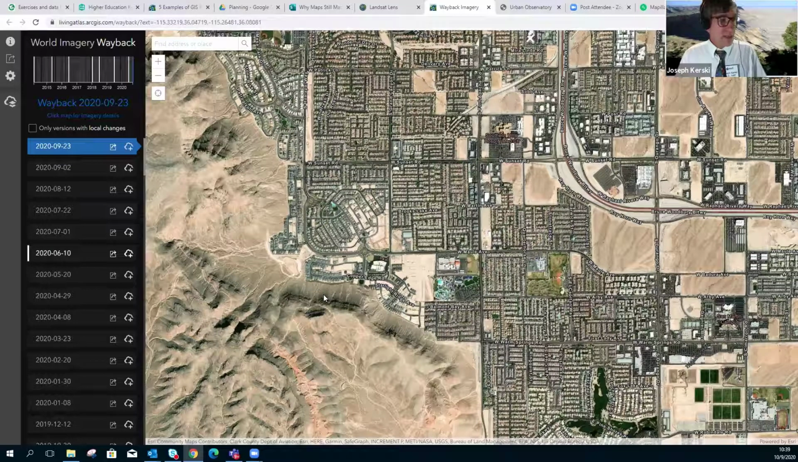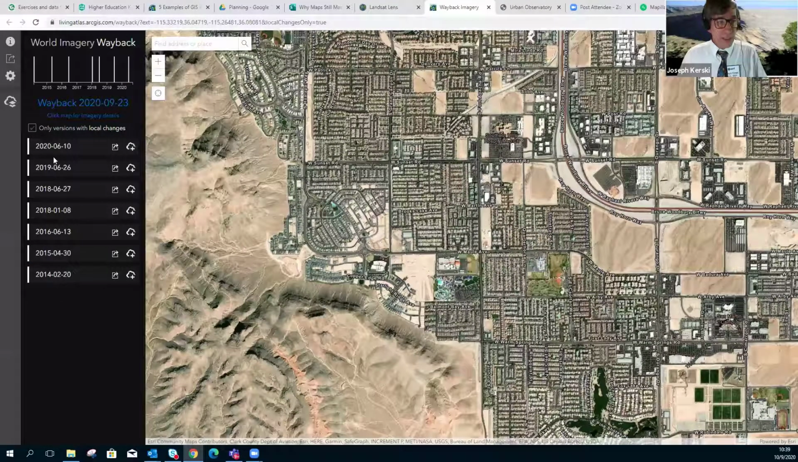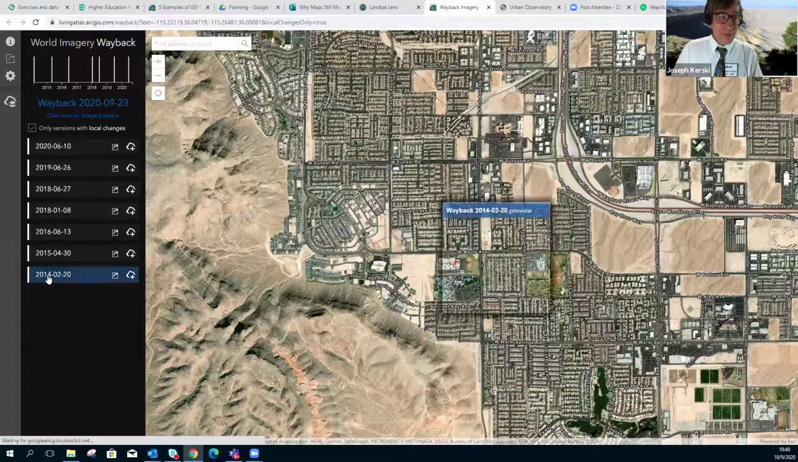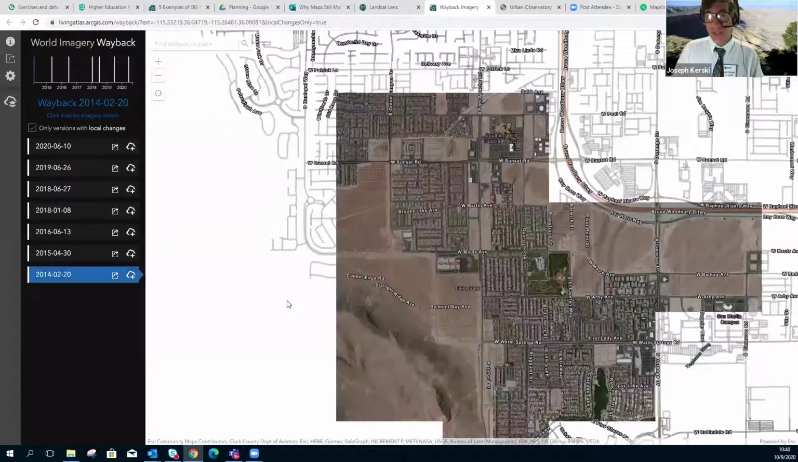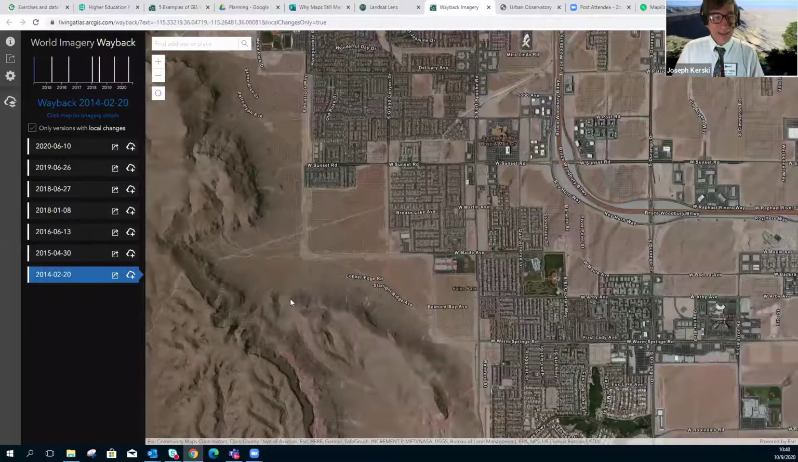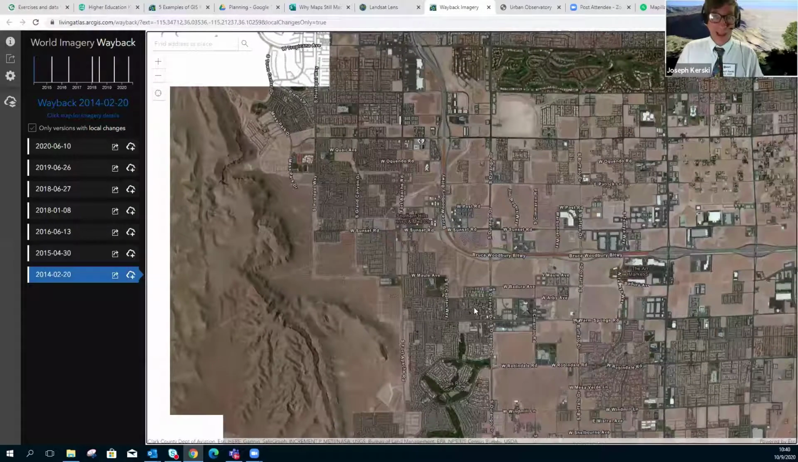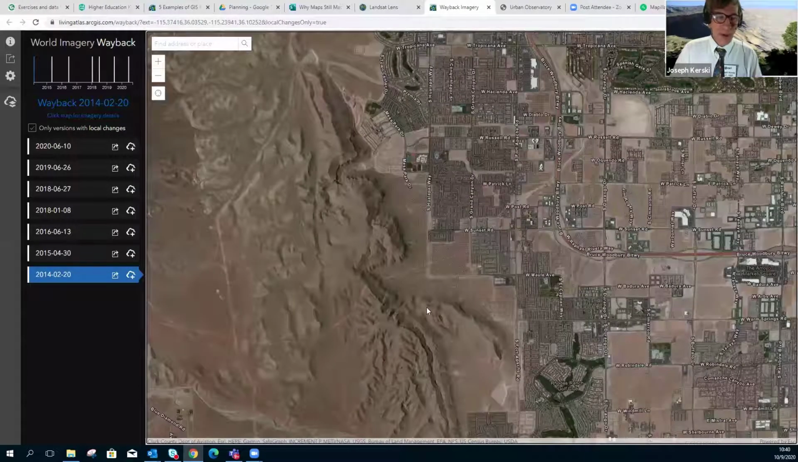When you get into this tool, you want to go over here to the left side and say only versions with local changes. That's only going to show me a subset of the number of images in here, but now I'm only looking at things that show change over time. And the default view that comes up is, as you probably suspect, a place that's fast growing. You could probably hypothesize where this is, and you might want to put it in the chat box. Where do you think this is?